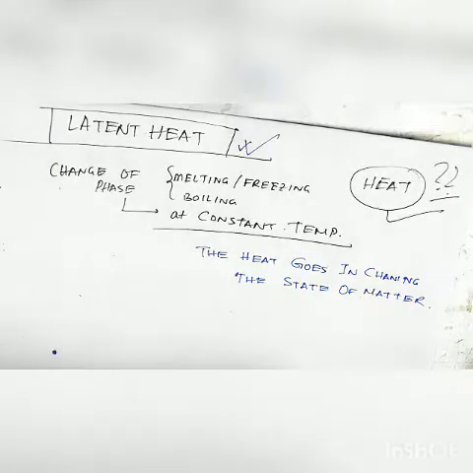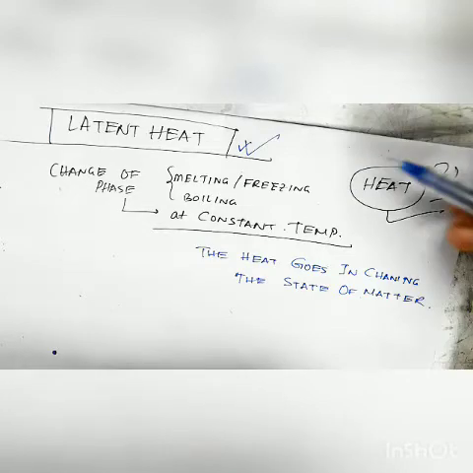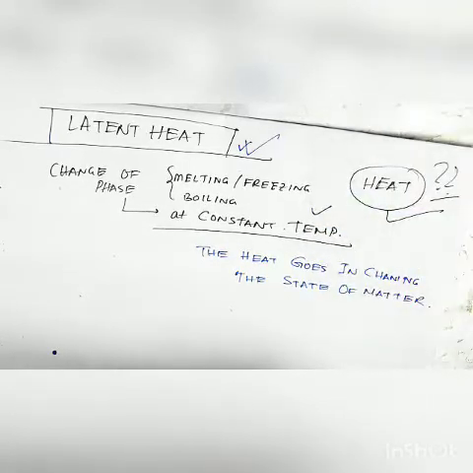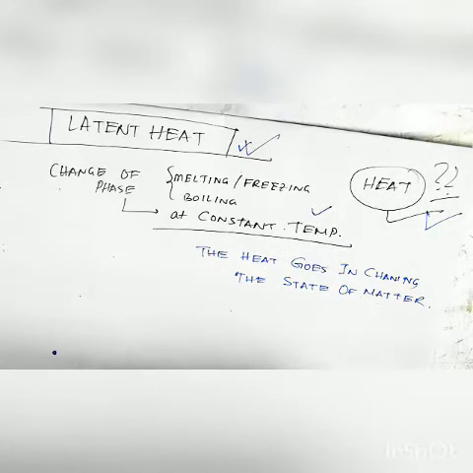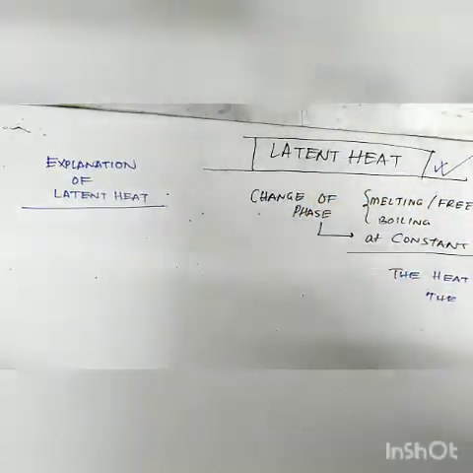Similarly, if you heat water and try to turn it into vapor, you keep on heating after it reaches 100 degrees centigrade. Though there is no change in temperature, the heat keeps on going, and the amount of heat taken by water to change its state from water to vapor is called the latent heat of vaporization of water, or the latent heat of boiling of water. So we will try to understand this latent heat now.